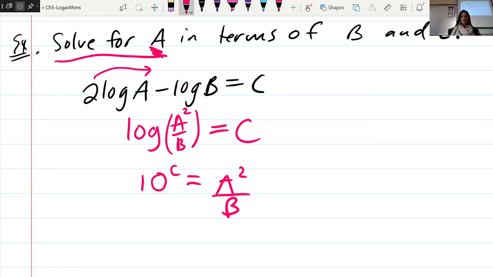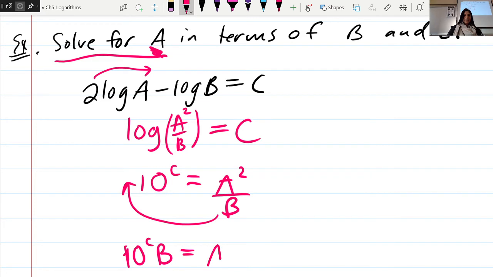I get that. Okay, so where do I go from here? I'm just trying to get A by itself. Yeah, multiply both sides by B, so that's going to bring this up here. So I could say 10 to the C times B equals A squared, but I want just A, so do you see that I could square root it?